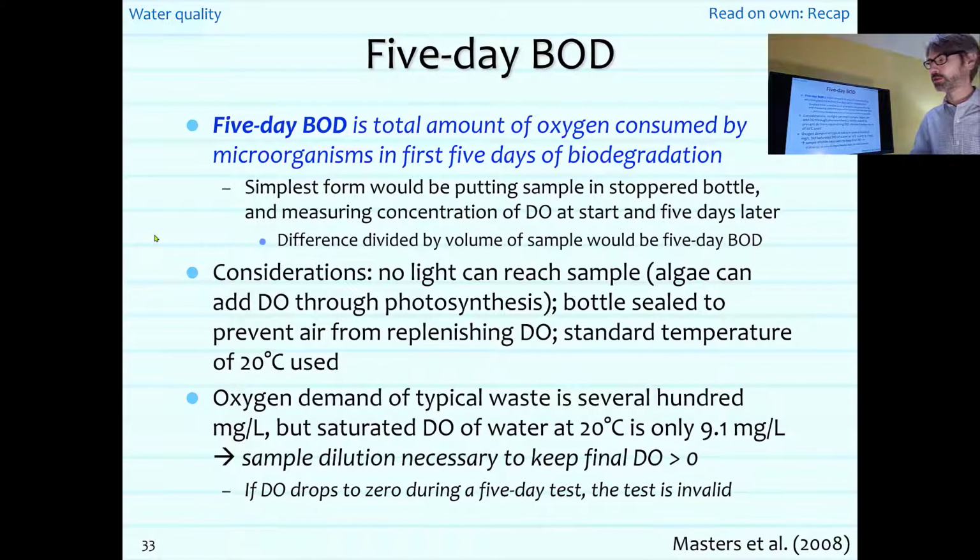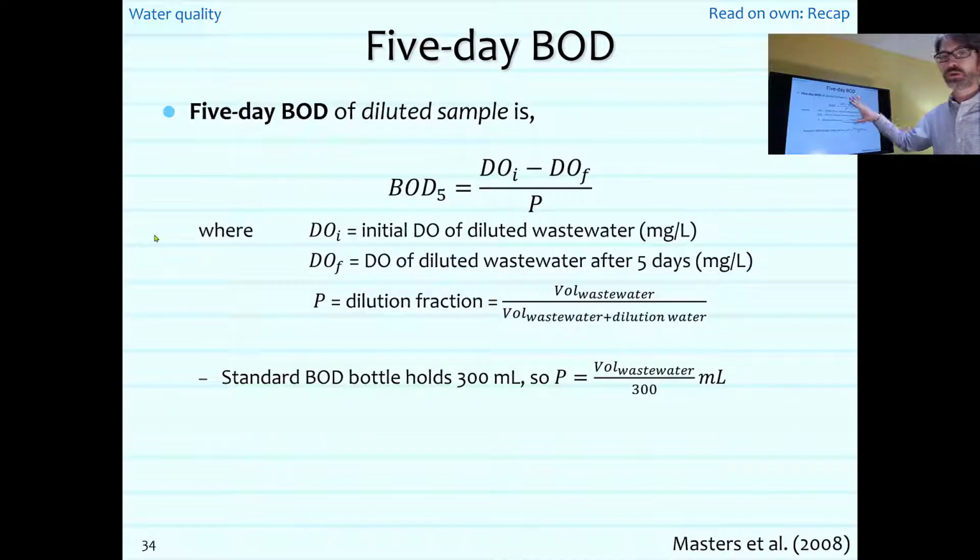The oxygen demand of typical waste is several hundred milligrams per liter, but the saturated DO of water at 20 degrees Celsius is only 9.1 milligrams per liter, and so we often use sample dilution to keep the final dissolved oxygen after 5 days greater than 0. Because, of course, if the DO drops to 0 during a 5-day test, the test is useless. Here's the equation we use.